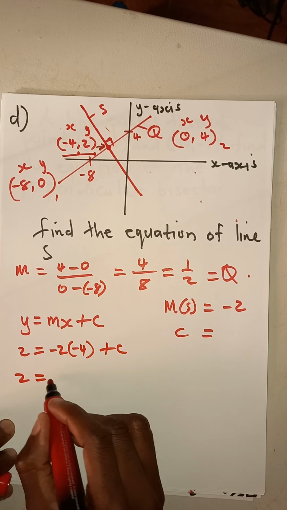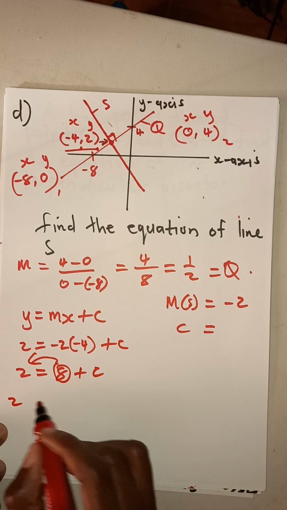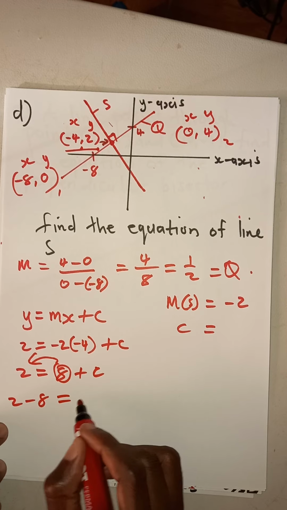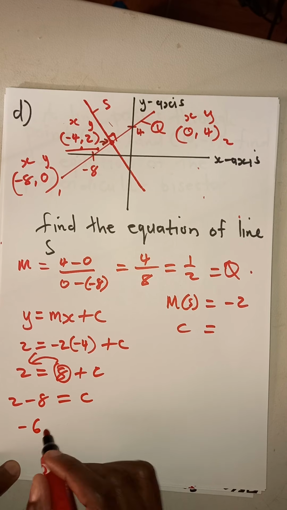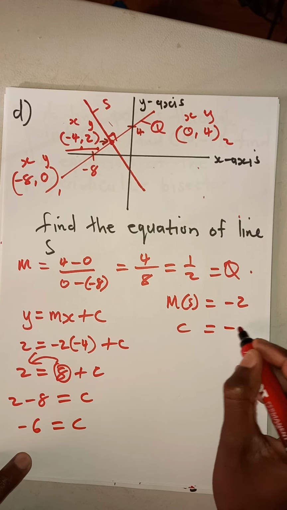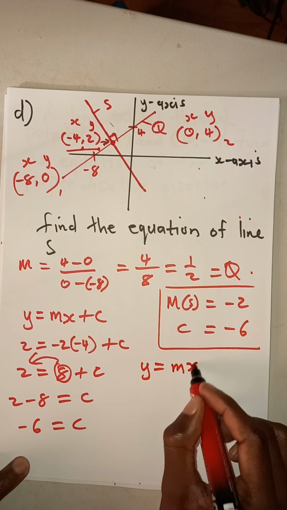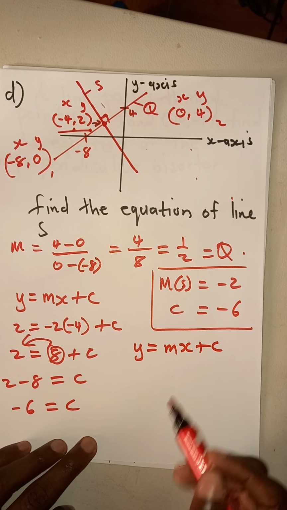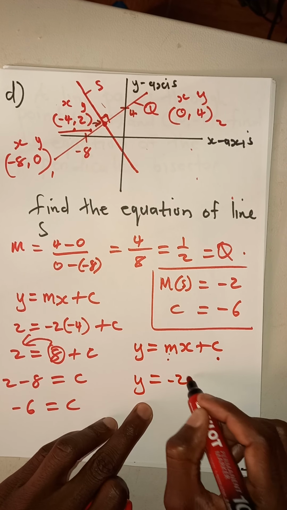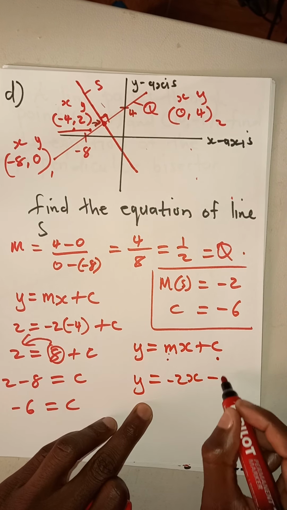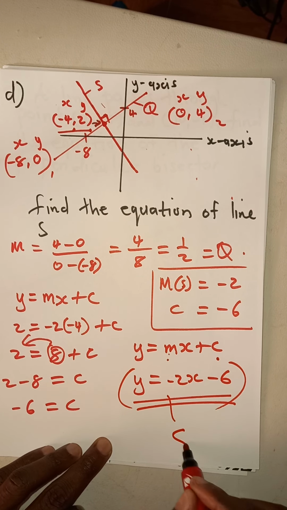Multiplying this one gives us +8. Okay, so when this one crosses the equal sign, then we have 2 minus 8, which gives us the value of c. So 2 minus 8 gives us -6 equals c. Now we know c is -6. Once we have these two pieces of information, we can write the equation of the line. So we only replace m and c. So y will be equal to -2x, c is -6. So this is the equation of line S.